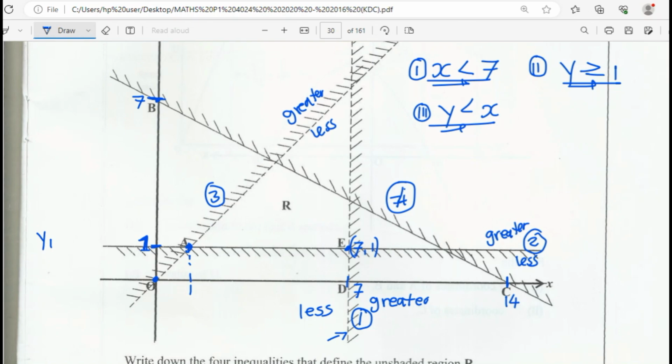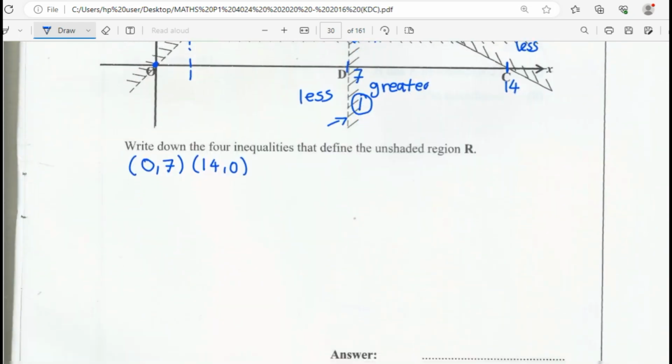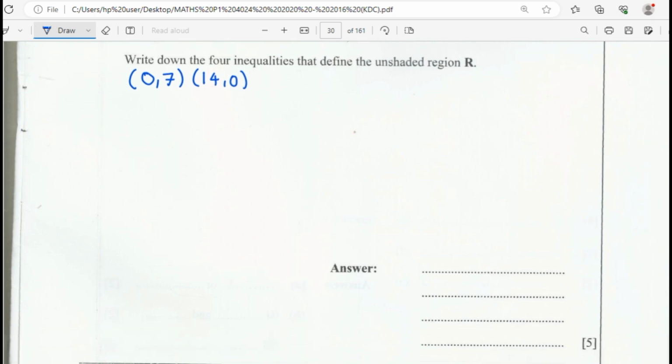Now for the fourth one, it is cutting 2 axes. So what are we supposed to do? Let's look at the coordinate for B. So B is 0, 7. C is 14, 0. So what are we going to do? Let's begin by finding the gradient. So the gradient is just the change in y divided by the change in x, and that can be found by this formula. Okay, at least everyone knows this formula.